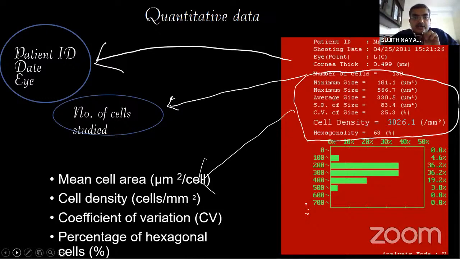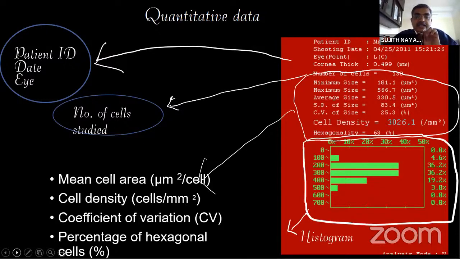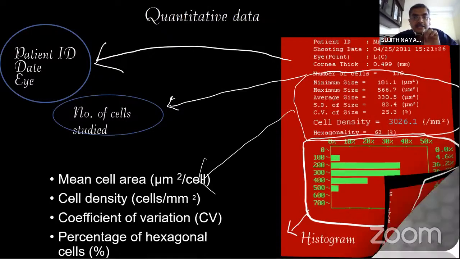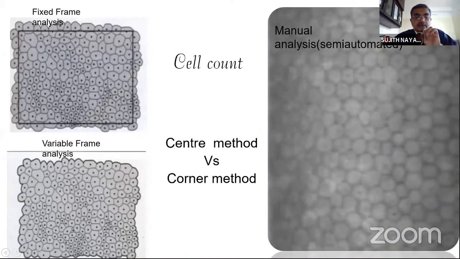And next come the important features like the minimum size of the cell, the maximum size of the cell, and the average size of the cell. Then it gives a standard deviation; the CV is the coefficient of variation, and then the percentage of hexagonal cells and the cell density. We'll come into the details in the next slide. And next, we have a histogram representation: you can see the number of cells at each percentage of hexagonality shown in the histogram.